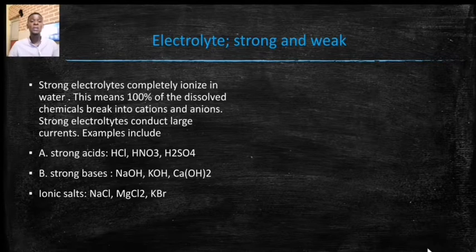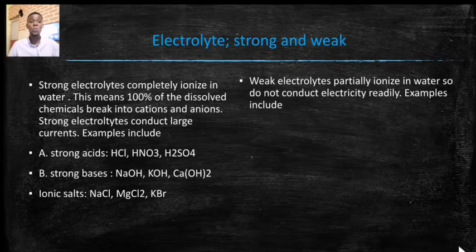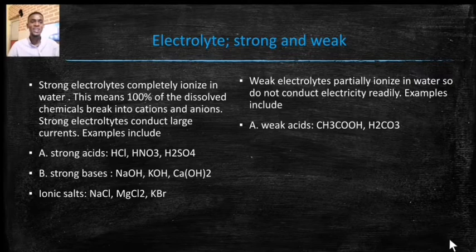So if you know strong electrolytes to be substances that are completely ionized in water with the formation of cations and anions, then what are weak electrolytes? Well, weak electrolytes are partially ionized in water, so they do not conduct electricity readily. Examples: if strong acids are strong electrolytes and strong bases are strong electrolytes, you could just go for the opposite of that. You have, for example, weak acids, of course, and nitrogen-containing compounds.